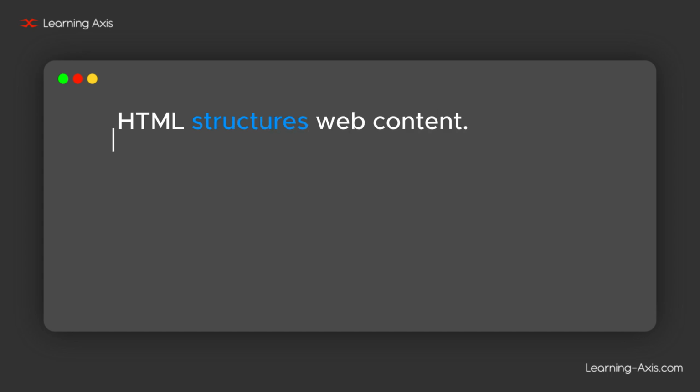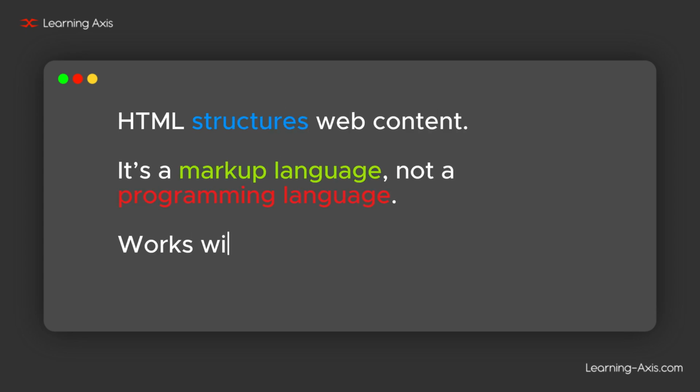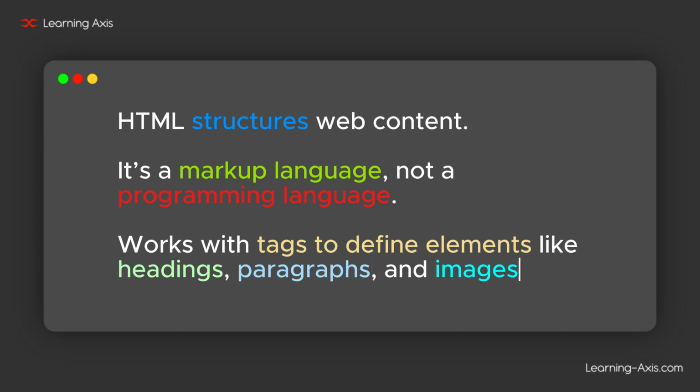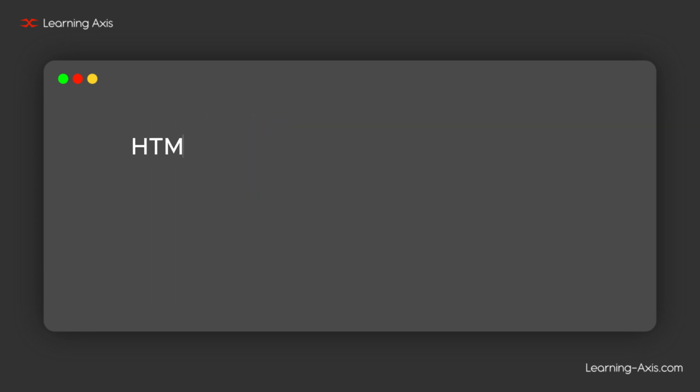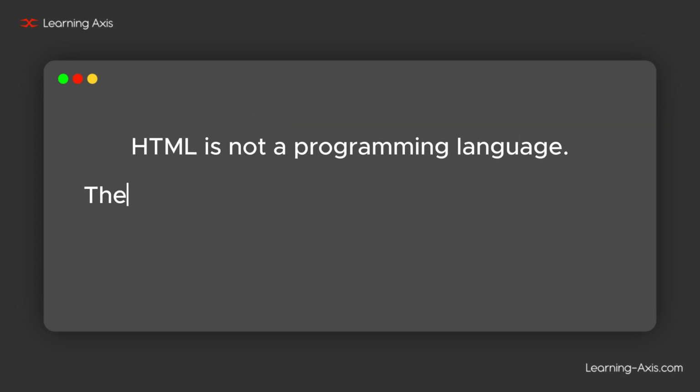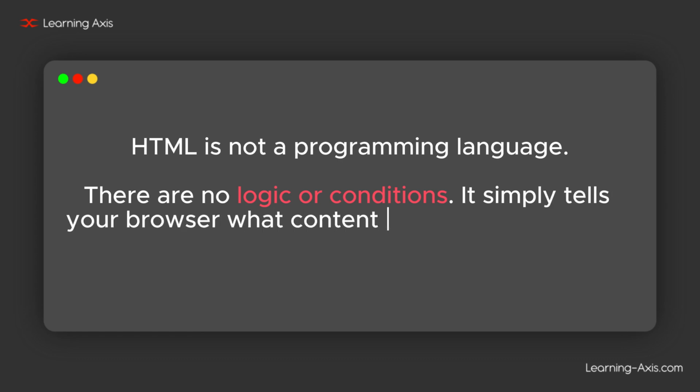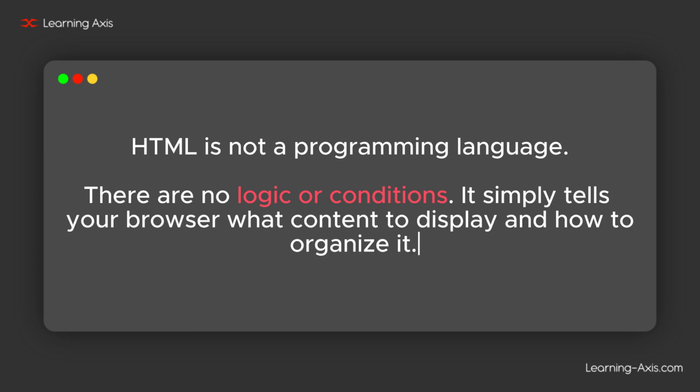HTML structures web content. It's a markup language, not a programming language. It works with tags to define elements like headings, paragraphs, and images. HTML is not a programming language. There are no logic or conditions. It simply tells your browser what content to display and how to organize it.